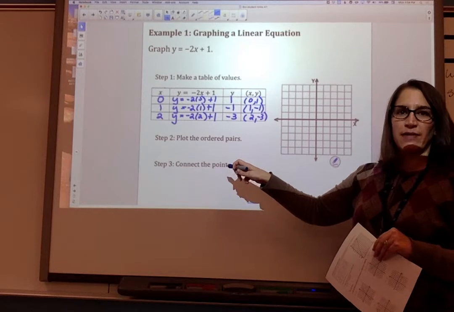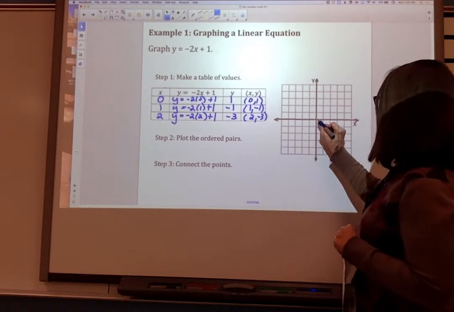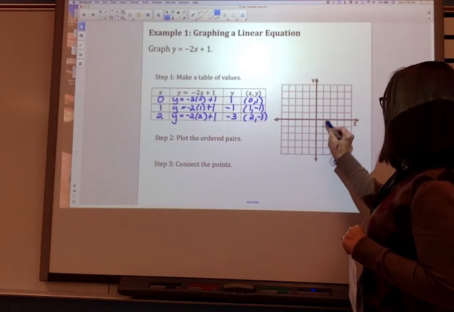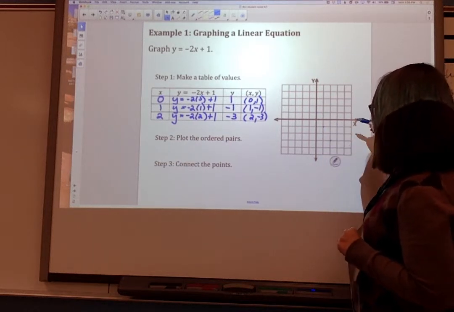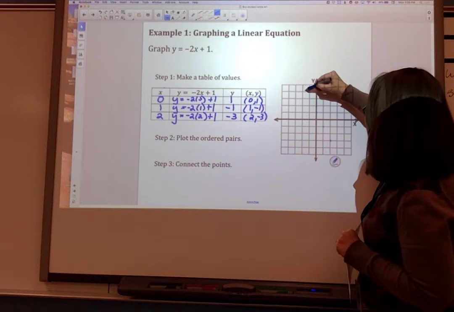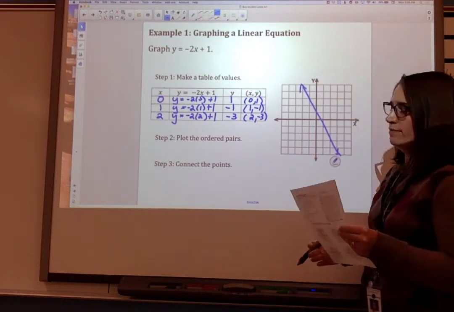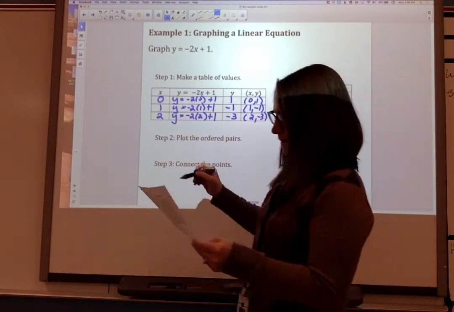Now let's go ahead and plot the ordered pairs that we listed right here. So 0, 1, 1, negative 1, and 2, negative 3. So our line will look something like this. That's what our graph looks like.